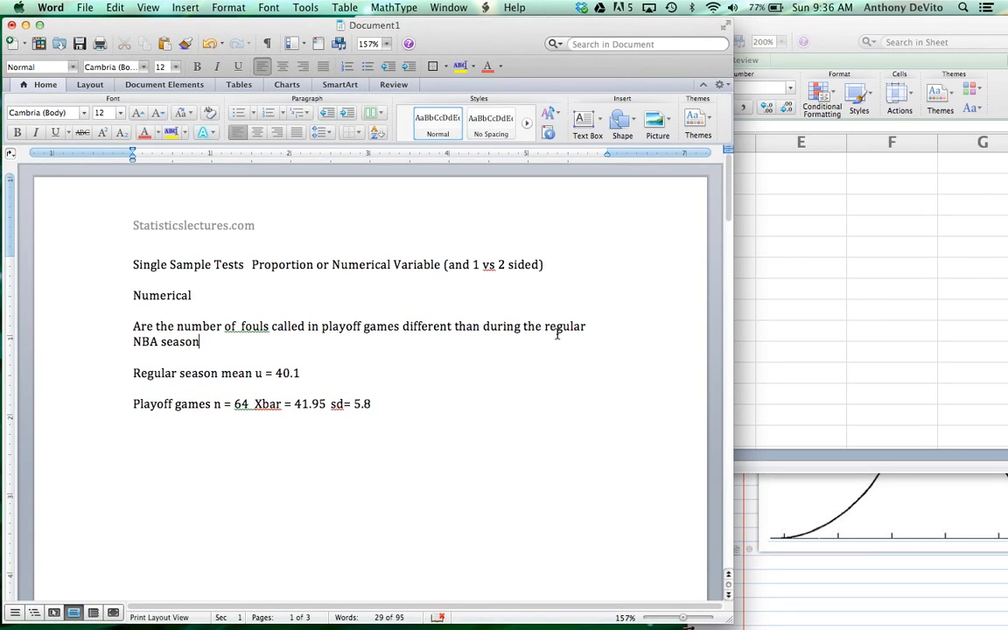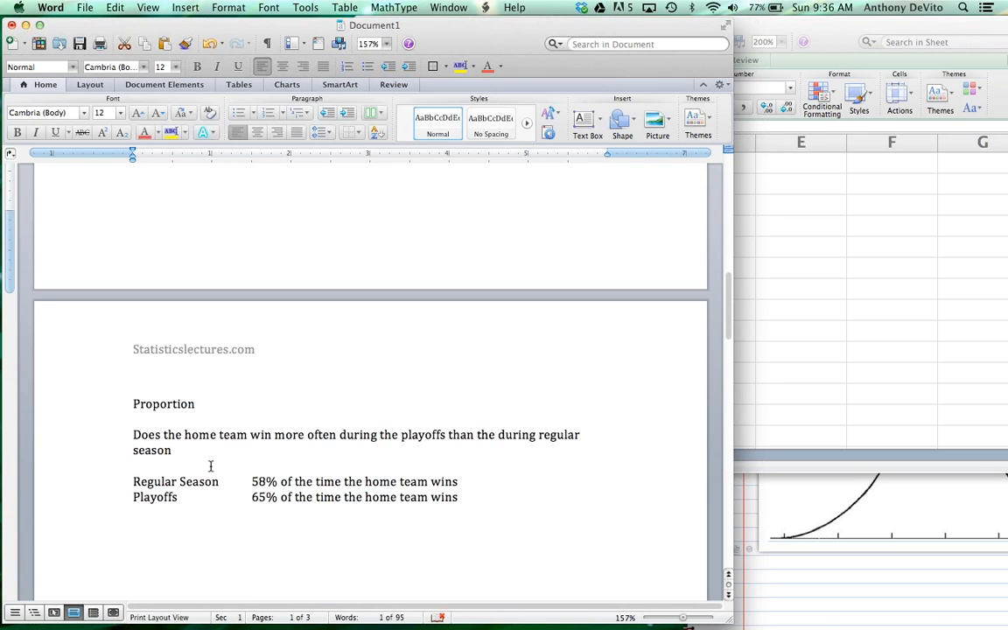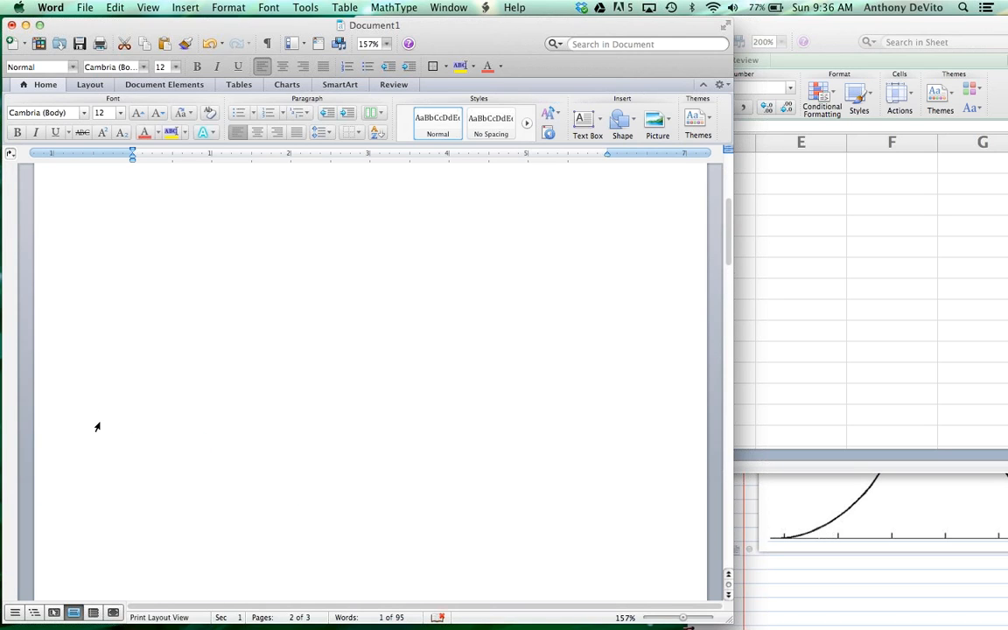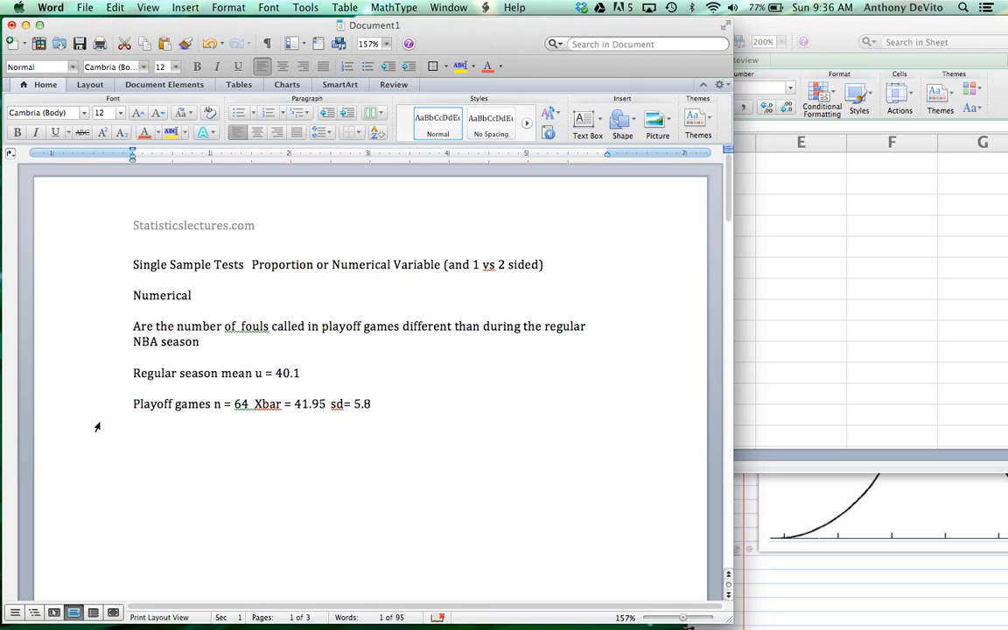Okay, so let's take a look at, for starters, one of the things that we've been working on, single sample t-tests, right? There are 2 ways that we might wind up with single sample t-tests. That might be when we're working with numerical variables, and it might be when we're working with proportions. So I'm going to start with numerical variables. It's a single sample test, and I'll explain why it's a single sample test.